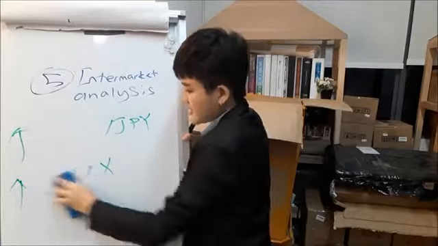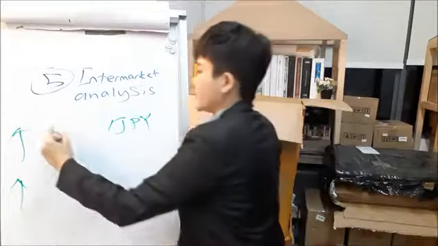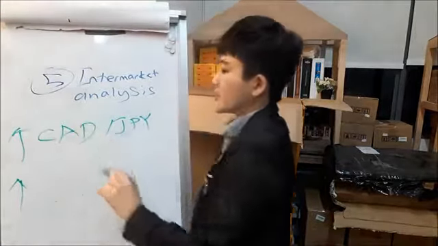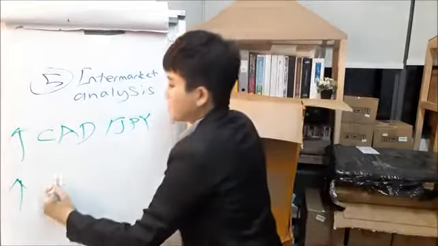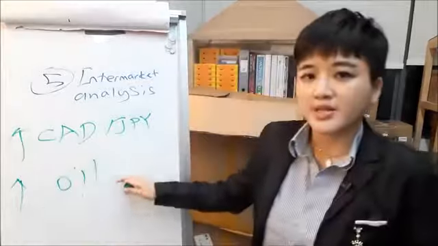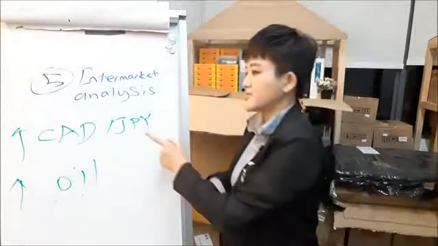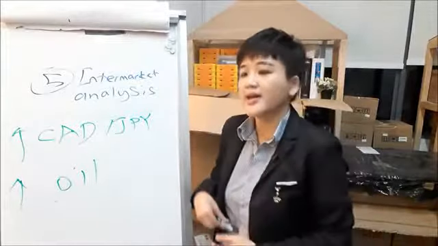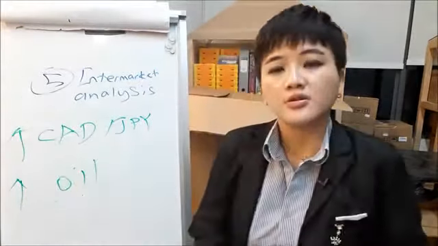Let me give you another example. If you are trading a currency like Canadian Yen, you might want to look at oil prices, because one main thing is that Canada is a major exporter of oil and Japan is an importer of oil, and hence when oil prices go up, Canadian Yen is going to go up.